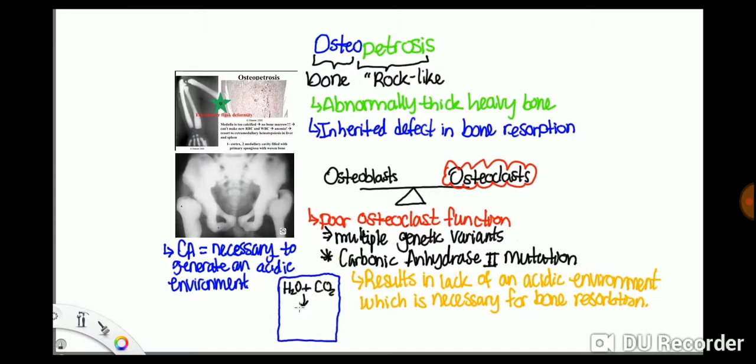Carbonic anhydrase combines water and CO2 to make H2CO3. Carbonic acid then breaks up into a proton and bicarbonate. Now this proton, which is the acid, leaves the cells, and this is what creates the acidic environment necessary for bone resorption. If osteoclasts don't have the ability to generate this acidic environment, they won't be able to resorb bone, and this is exactly what occurs in the carbonic anhydrase 2 mutation.